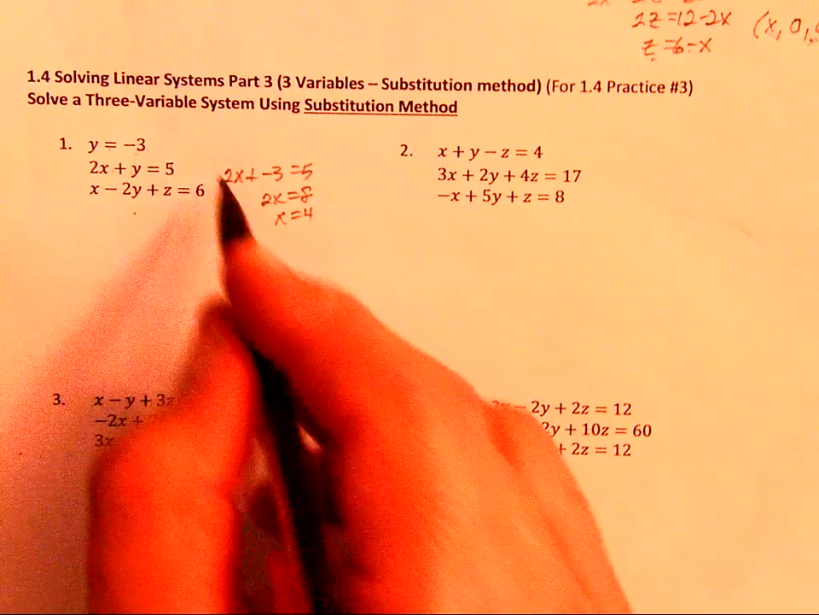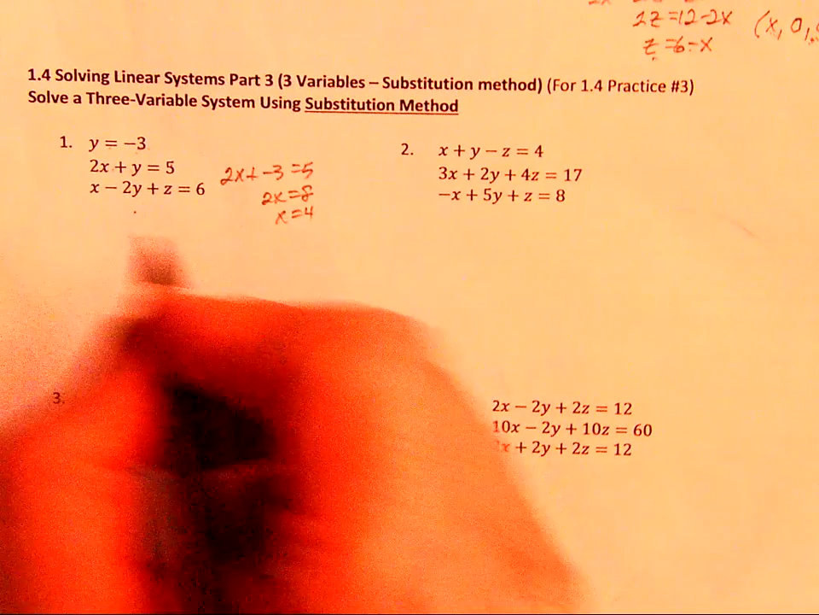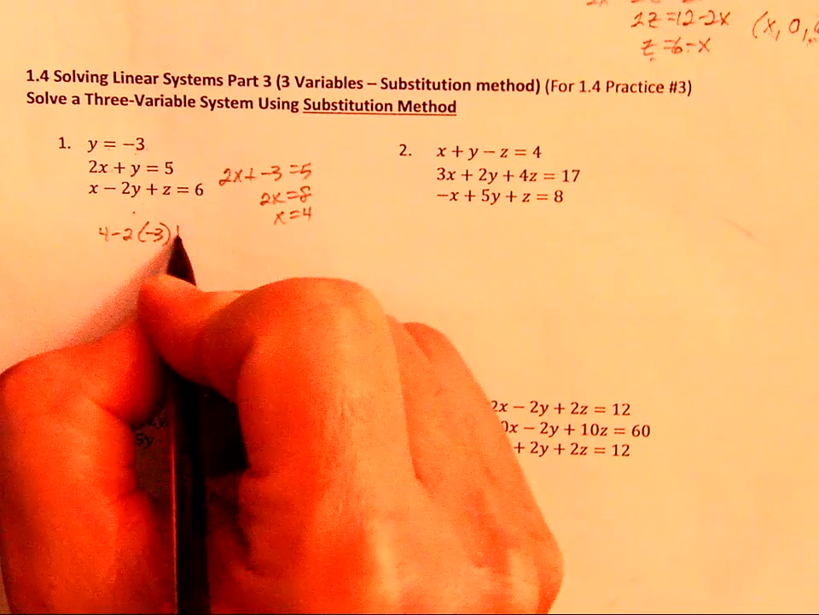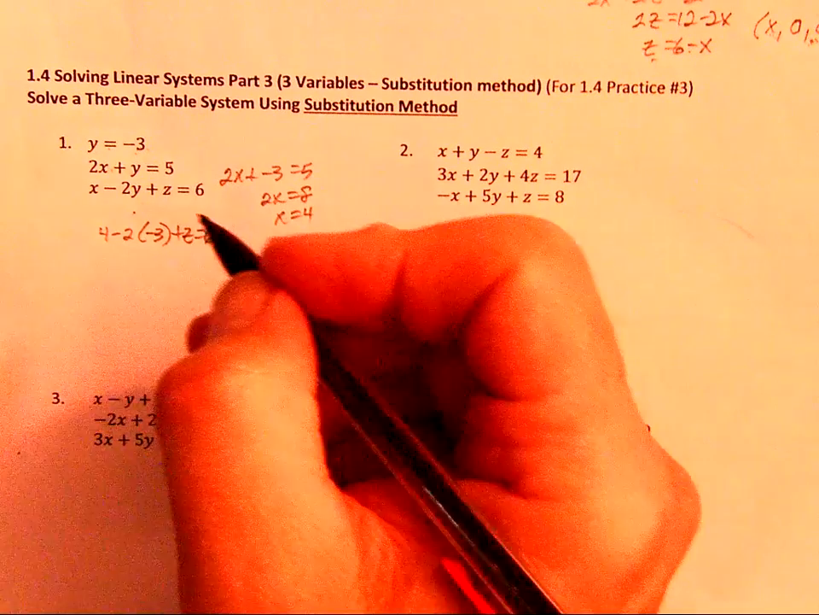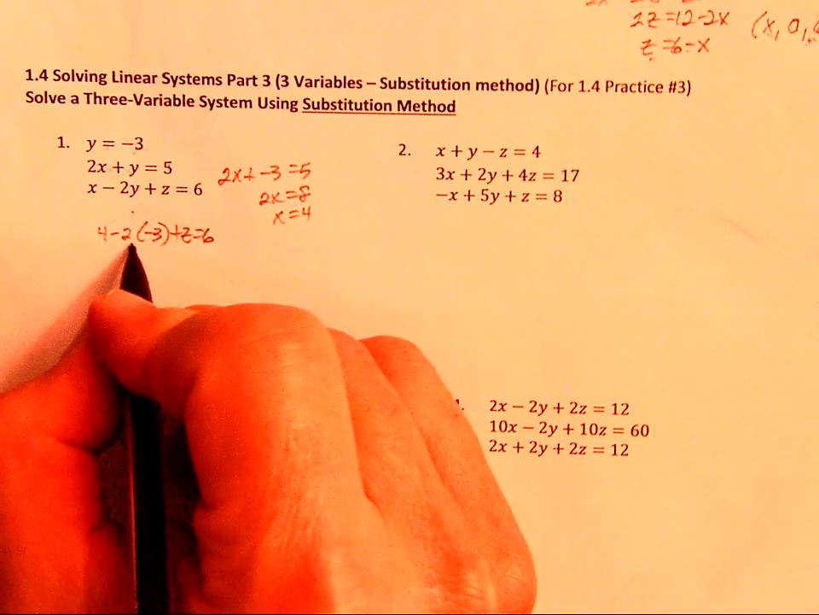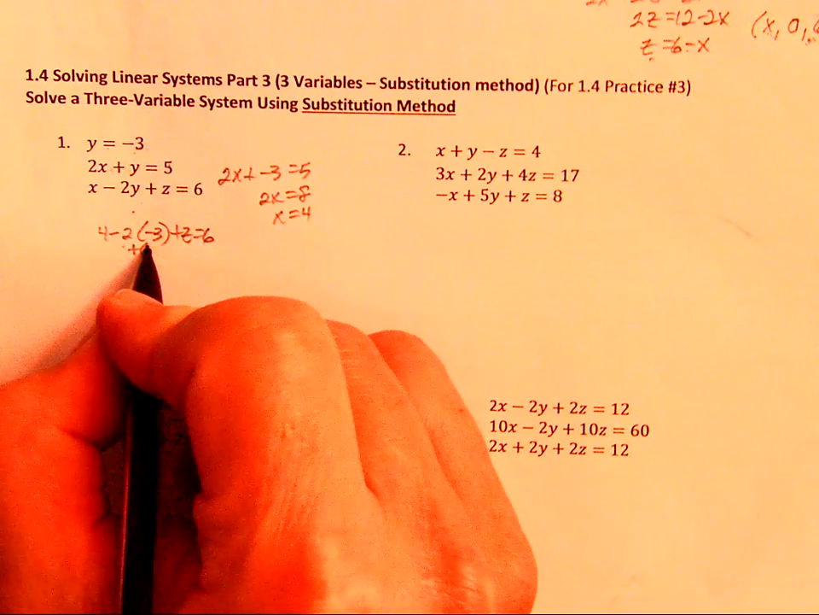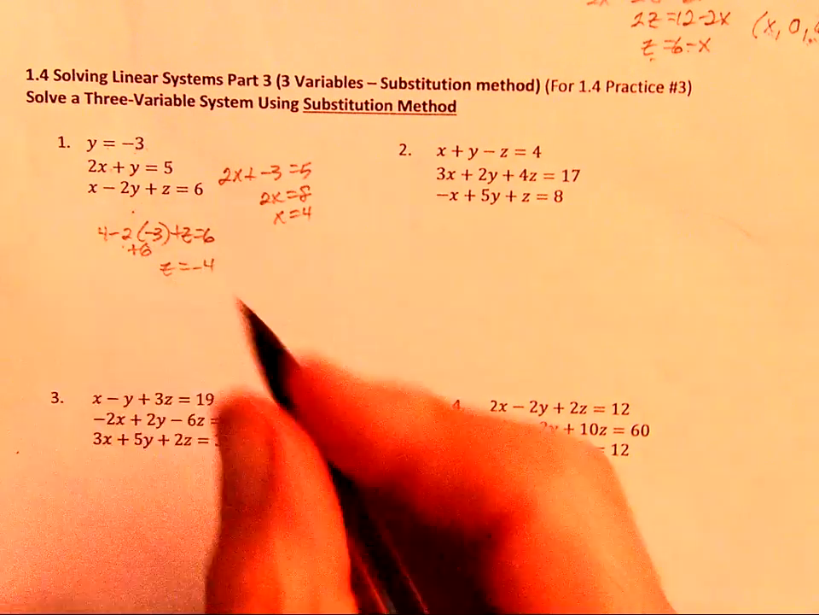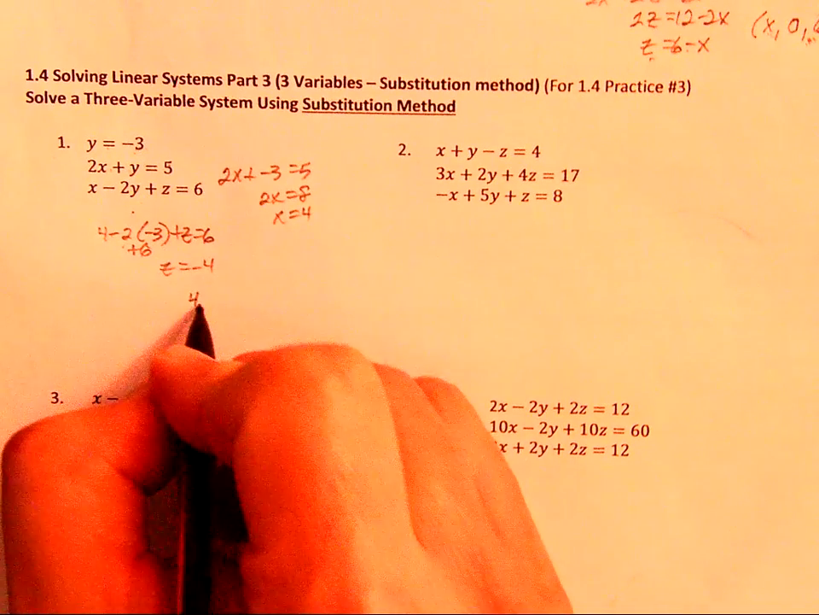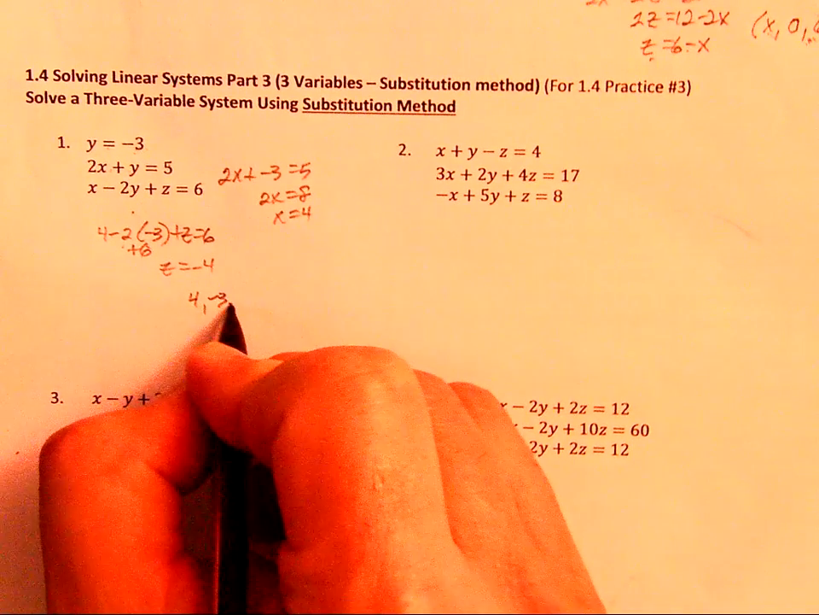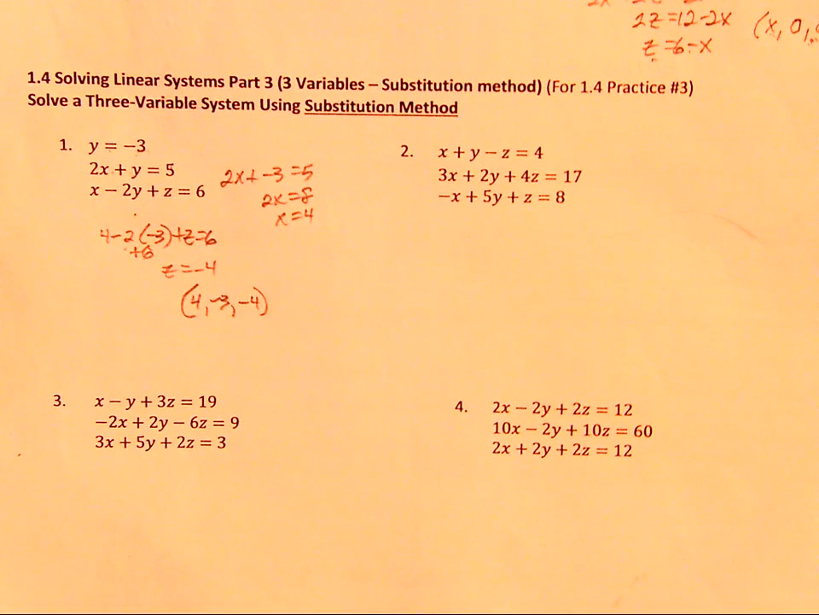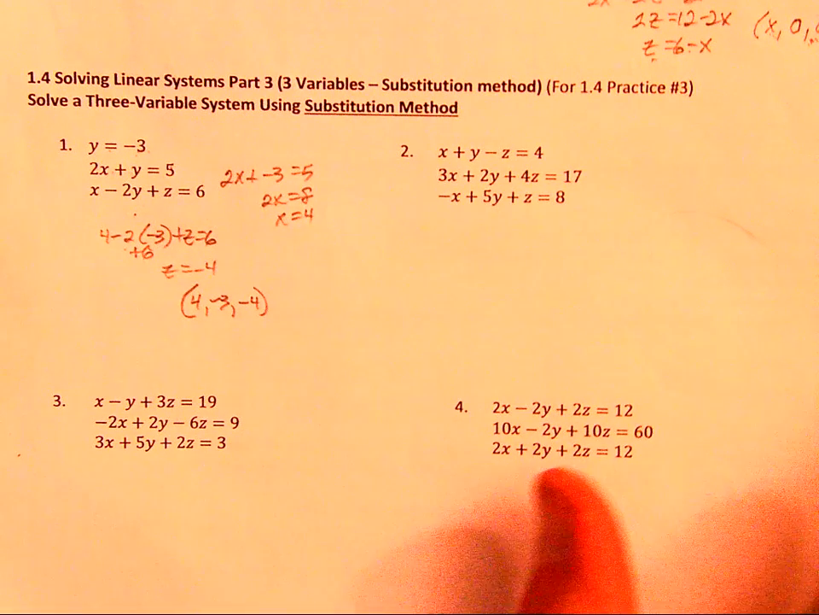Now we take both of those and plug it into this last equation. So we know x is 4 minus 2 times a -3 for y plus z equals 6. So that's plus 6. So 4 plus 6 is 10. If we subtract 10, we get z equals -4. So our ordered triple, x is 4, y is -3, z is -4. So that worked out pretty easy. And that's when if something's missing, substitution works pretty well.